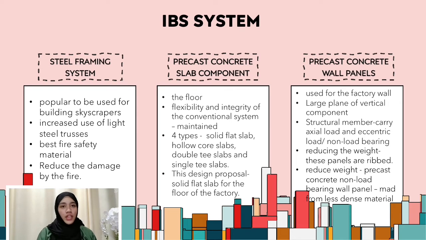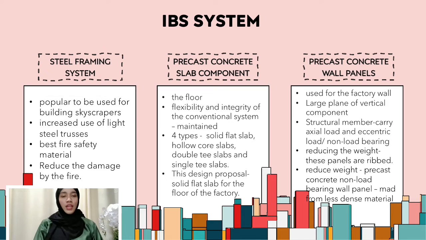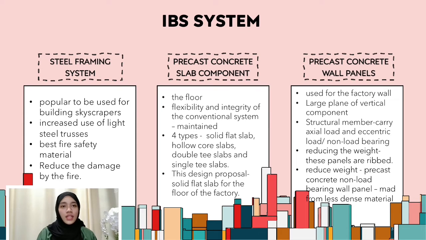Based on the classification of the IBS system, this factory was using the steel framing system. This system is a bit popular to use for building skyscrapers. This system included the increased use of light steel trusses. The advantage of this system is that it uses steel, which we know is the best fire protection material, which can reduce the structural damage by fire.